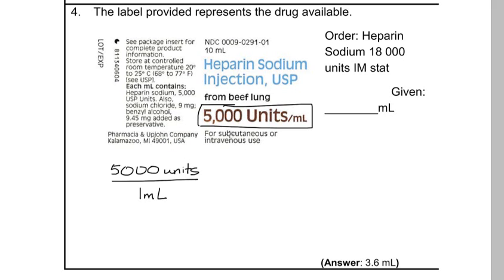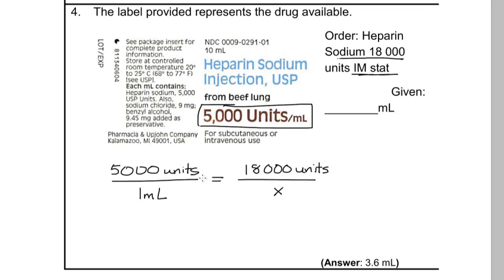It's for injection, so you would suck it up through a needle and then inject it, and it would be an intramuscular injection according to what they're saying here. So that's what's on the bottle. And the order from the physician says administer heparin sodium 18,000 units intramuscular stat, meaning immediately. So you remember how we learned to set up proportions. We can say if there are 5,000 units in a single milliliter and we've been asked to administer 18,000 units, then how many milliliters must we give?